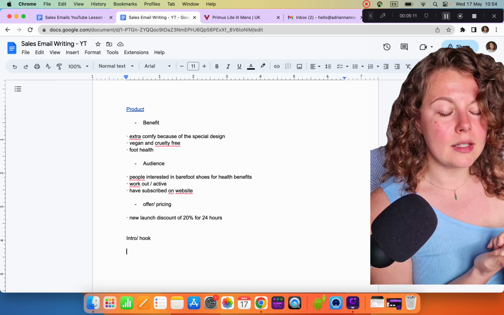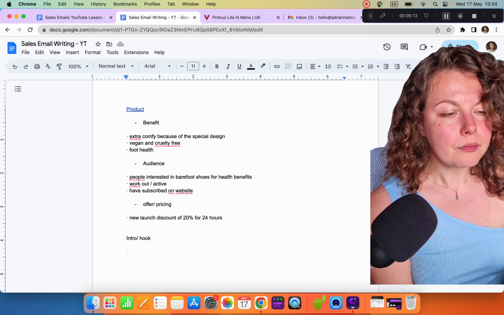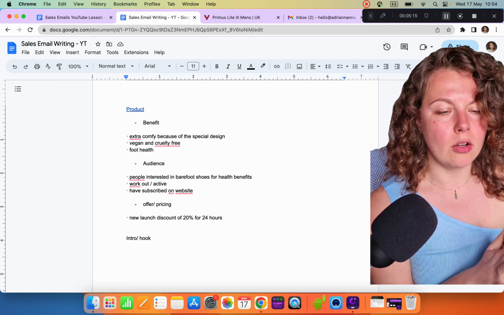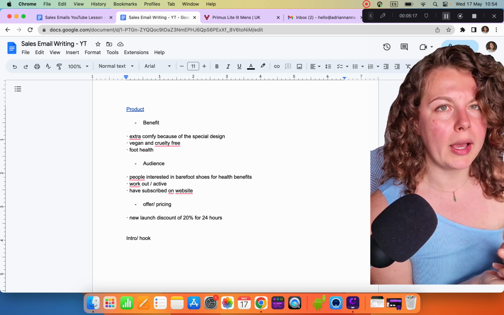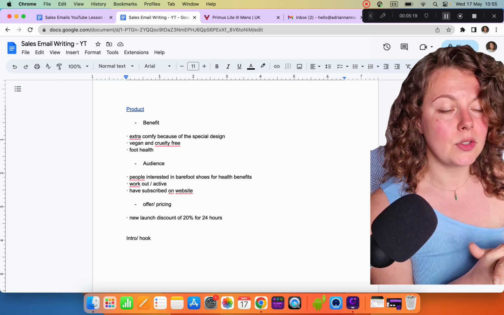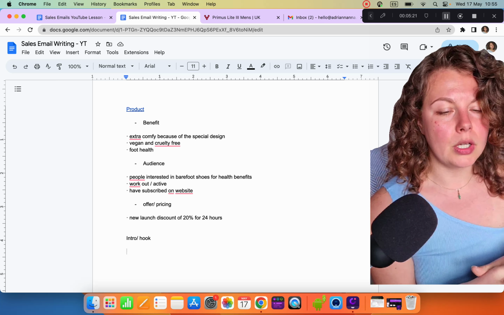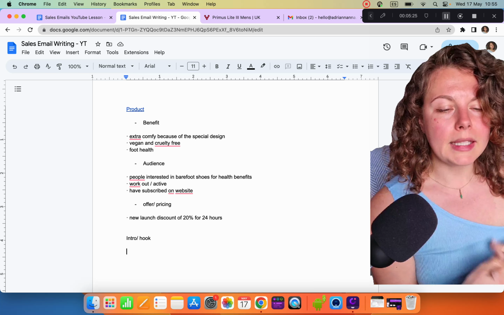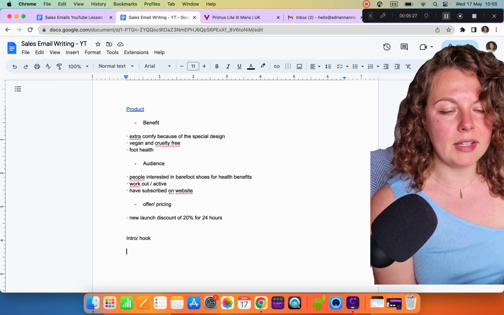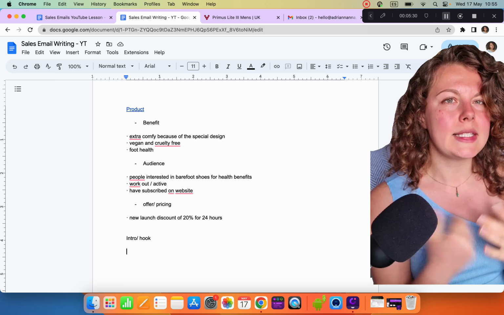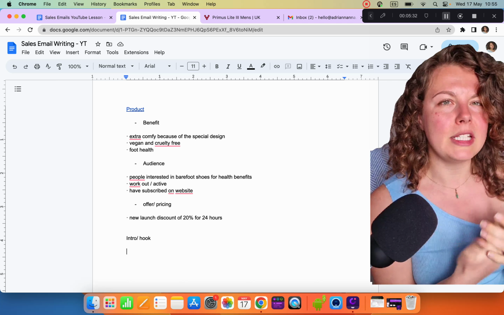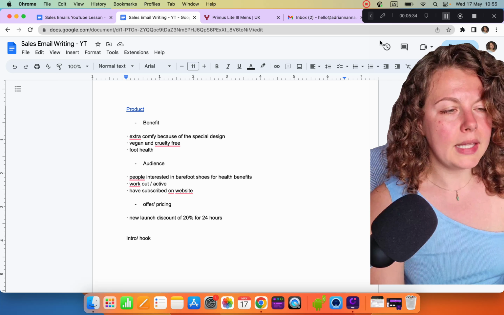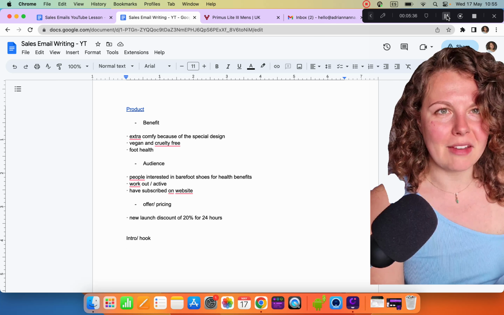Another hook is that you could just talk about one of the benefits. For example, we know that these people love to work out and they're active, so we could talk about how it's going to improve their workouts and how it's going to make them more comfortable and better for the feet. So we're looking for just one sentence that will get the reader interested. So let's put something together.